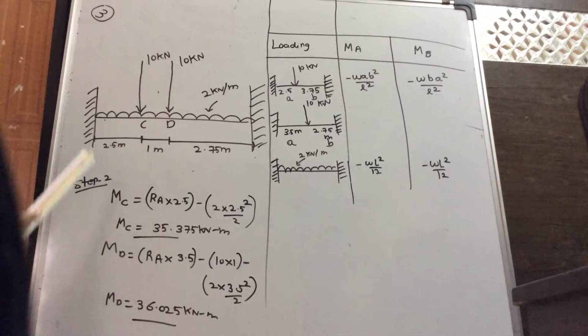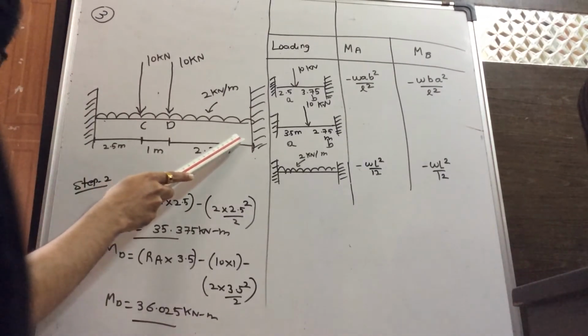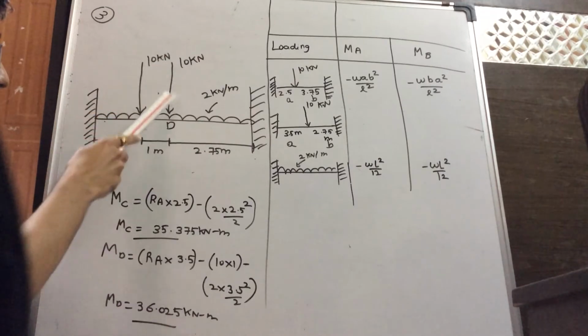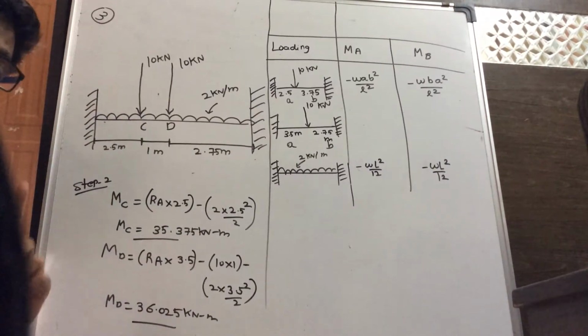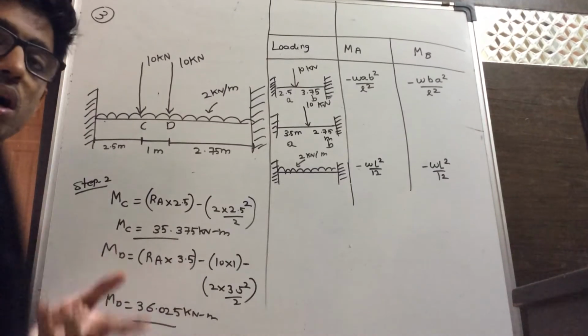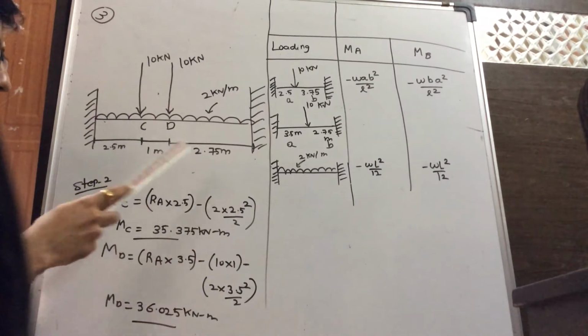So this is this sum. If both the ends of a beam are fixed and there are 2 point loads acting on it, also there is a UDL on it. So what do you do in this sum? So step number 1 is finding support reaction. So you know how to do it, considering the beam as simply supported.